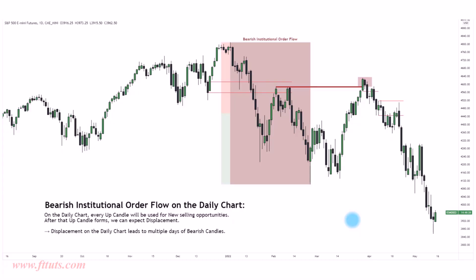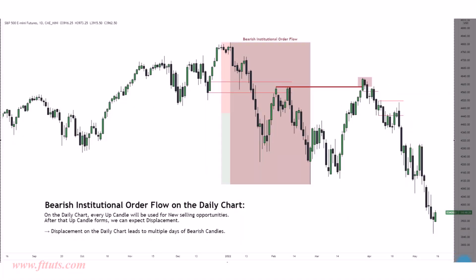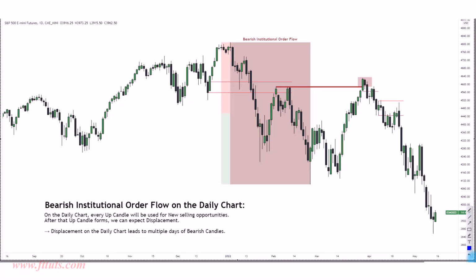So now let's talk about bearish institutional order flow. On the daily chart, every up candle will be used for new selling opportunities. After that up candle forms, we can expect displacement. Displacement on the daily chart leads to multiple days of bearish candles.